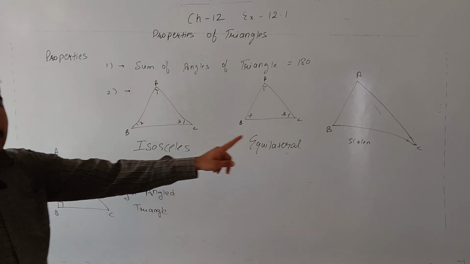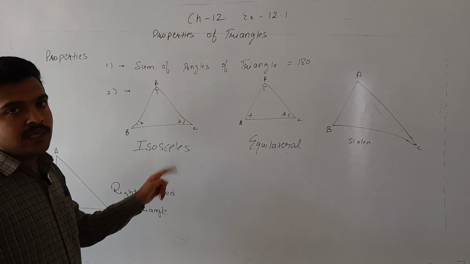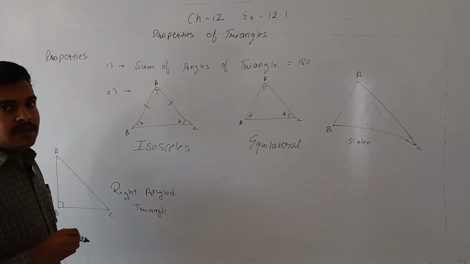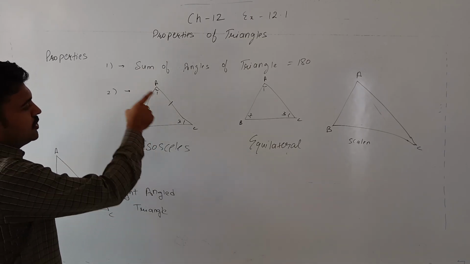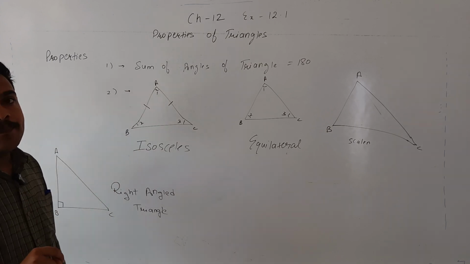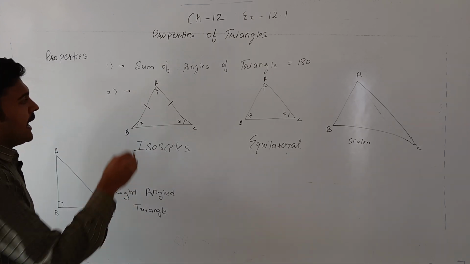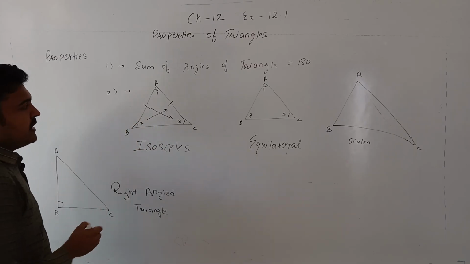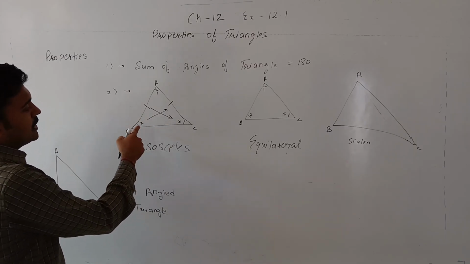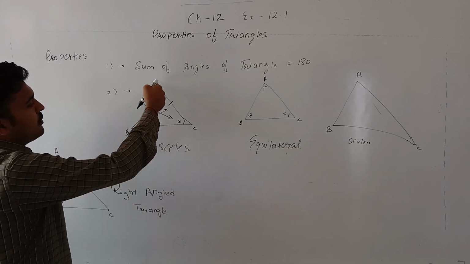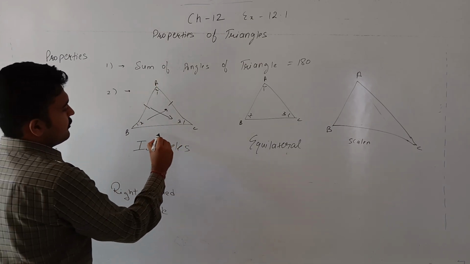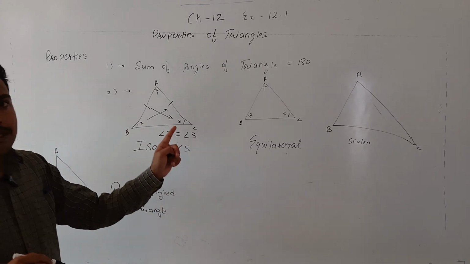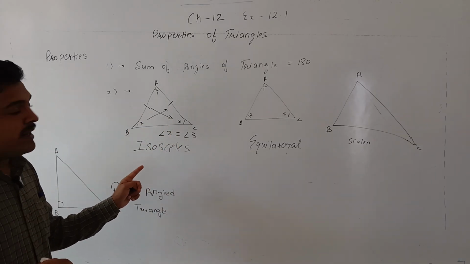Then there are certain triangles. First is the isosceles triangle. In an isosceles triangle, if any two sides of a triangle are equal, suppose AB is equal to AC, then it is known as an isosceles triangle, and the angles corresponding to equal sides are also equal. So here angle 3 and angle 2 correspond to the equal sides AB and AC. Therefore angle 2 is equal to angle 3. So angles opposite equal sides are equal for an isosceles triangle.